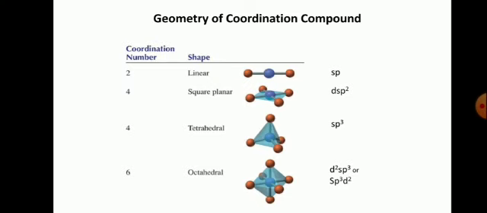Now after EAN, we will try to understand the geometry in coordination compounds. Many theories were put forward to explain the geometry and bonding in coordination compounds, namely VBT, that is valence bond theory.